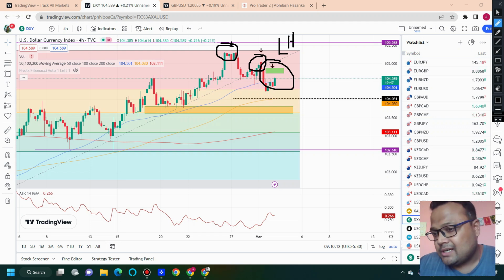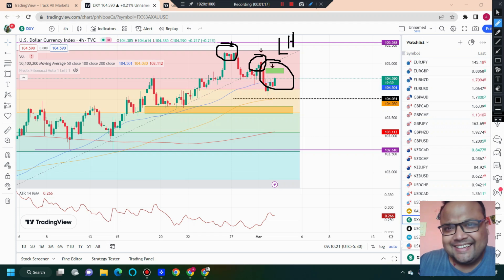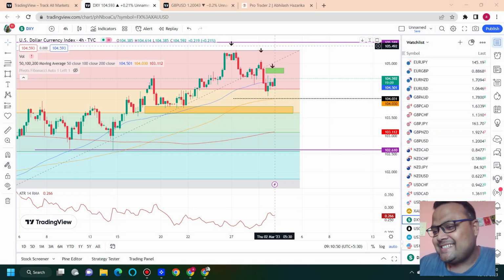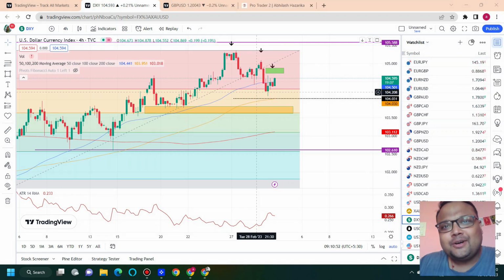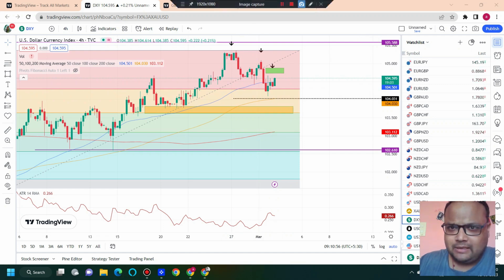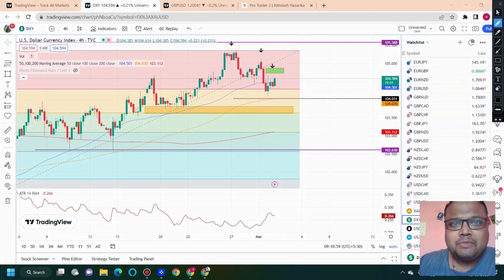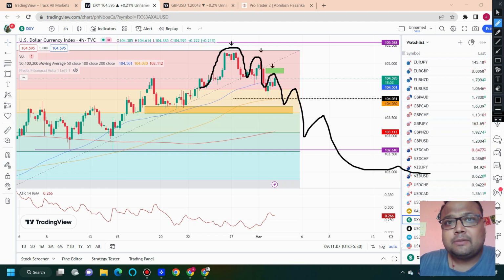So this time, if DXY forms a lower high again, it will show a possible trend reversal on the chart of DXY. Because in all the charts you will see that before a complete trend reversal, the market always forms lower highs and usually continues the pattern that way only.